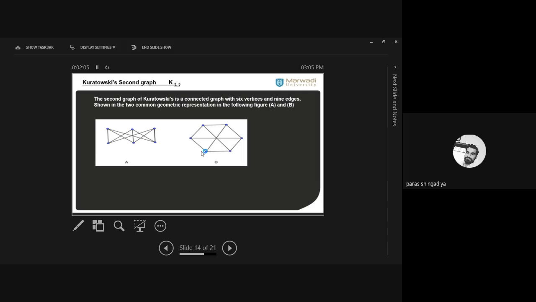Because A contains more crossovers compared to the second one. It has more crossovers between the edges compared to the second one. In the second one there are only 3 crosses, only one cross between the 3 edges. That's only one.